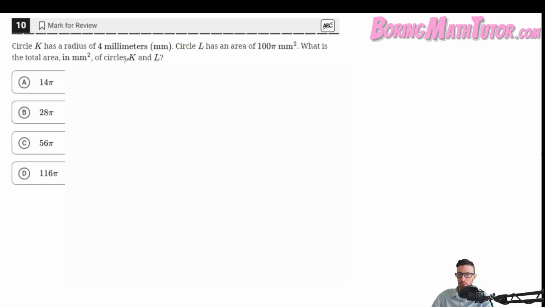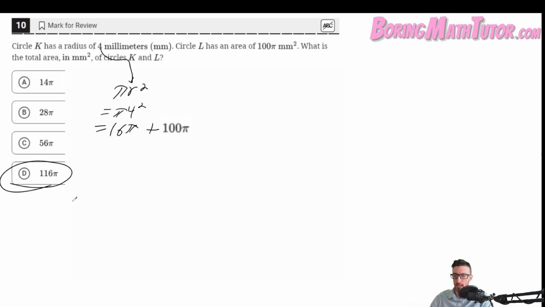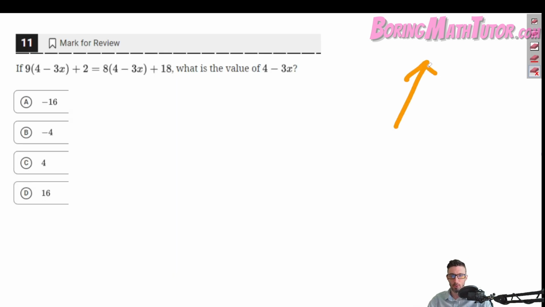Here they got 2 circles. They're asking for the total area. They gave you the area of one of them. They only gave you the radius for the other. So what's the formula for the area of a circle? It's pi r squared. So for this one, we plug in the 4. We got pi times 4 squared. That is 16 pi. The other one, we want to add on the 100 pi. 100 plus 16. That's my boy right there. We moving on. Don't forget to hit up your boy.